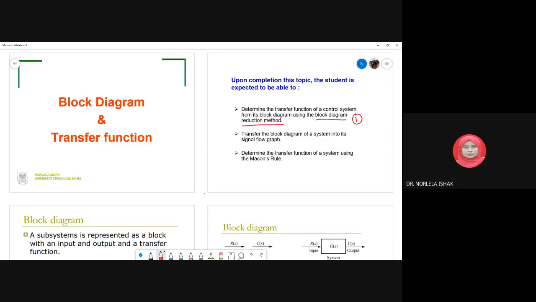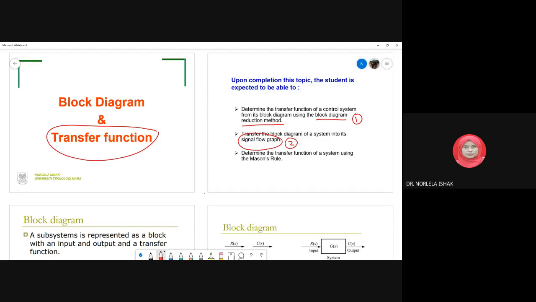This is one technique to define the transfer function. The second technique, or the second method, we use the signal flow graph. This is the second one to define the transfer function, right?